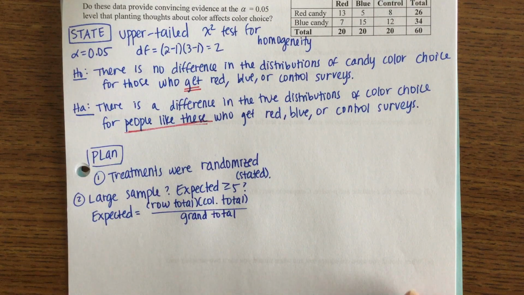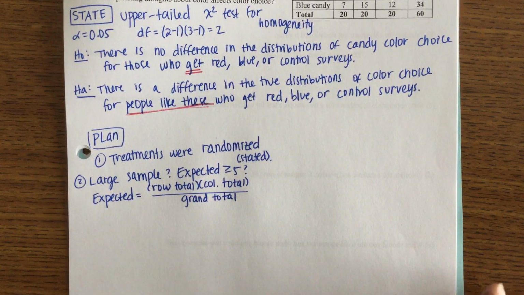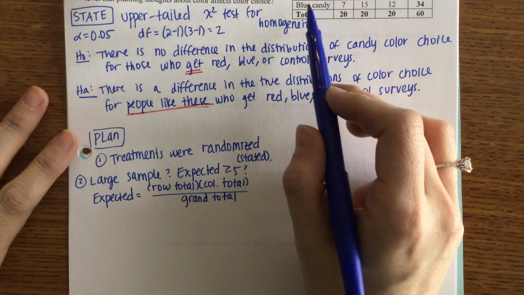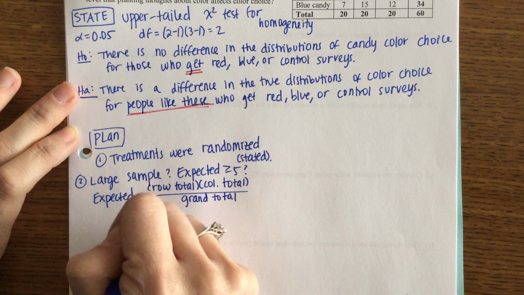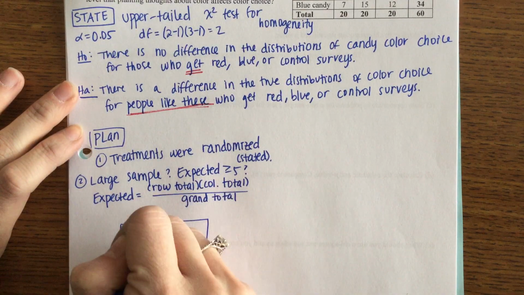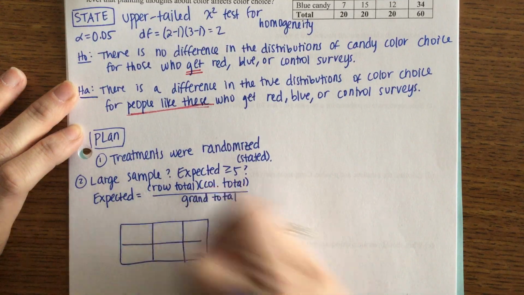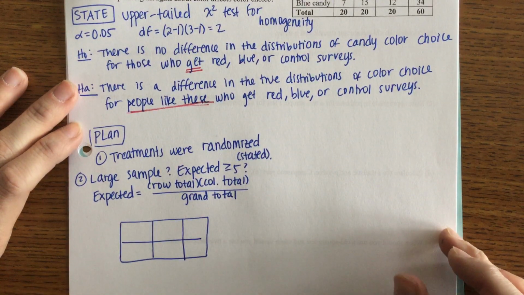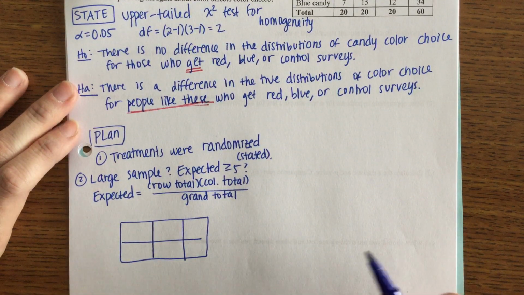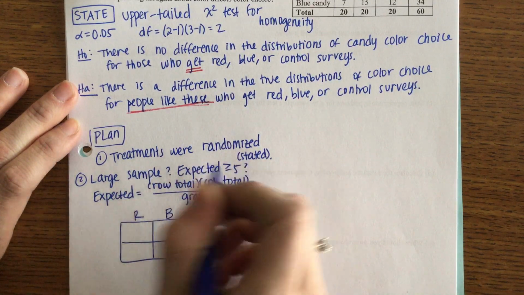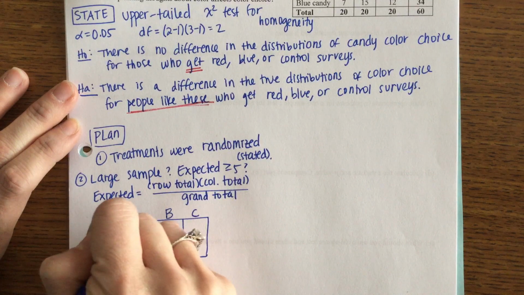Okay, I tend to then put my expected values in a table similar to the table that's above. So the table above, ignoring the totals, has 2 rows and 3 columns. So this is what I tend to do, and I think it makes the most sense. And then label it similarly. You don't have to write out red, blue, control, but at least put something that I can follow your reasoning.